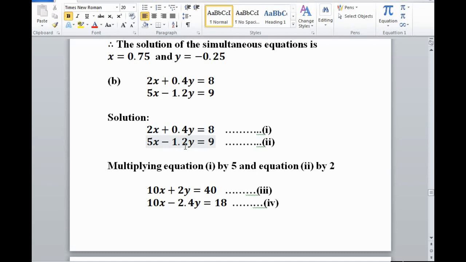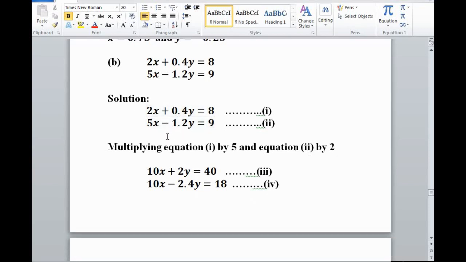So basically in simultaneous equations, the elimination method is used when the absolute values of the coefficients of one variable in both the equations are the same. But here the situation is totally different. We have two different absolute values of the coefficients of x and y in these two equations. So I'm going to multiply equation 1 by 5 and equation 2 by 2.